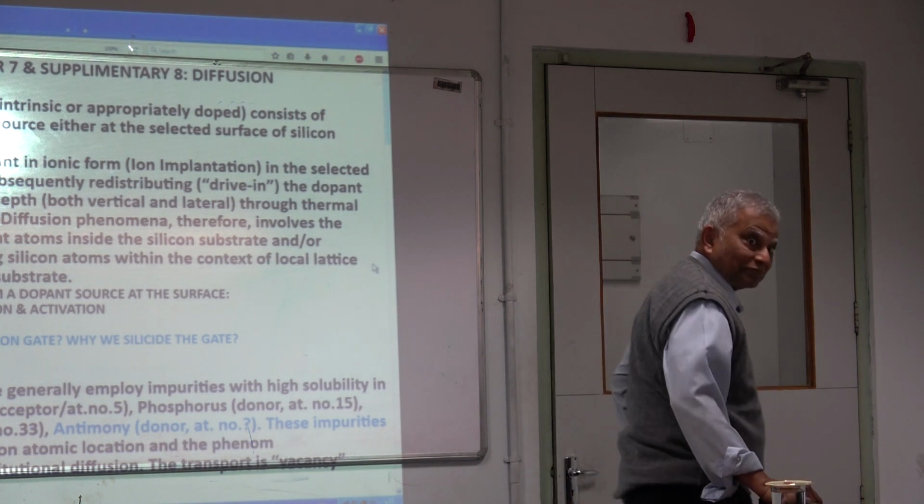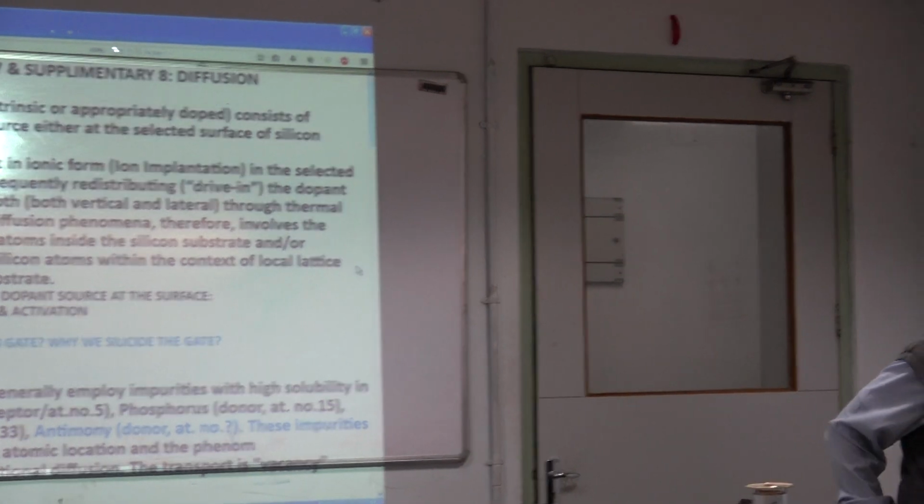Sir, as we scale down the device, the gate, the drain and the source are coming closer. So we have to have better control over the fabrication of the drain and the source so that they don't come so close that they overlap.